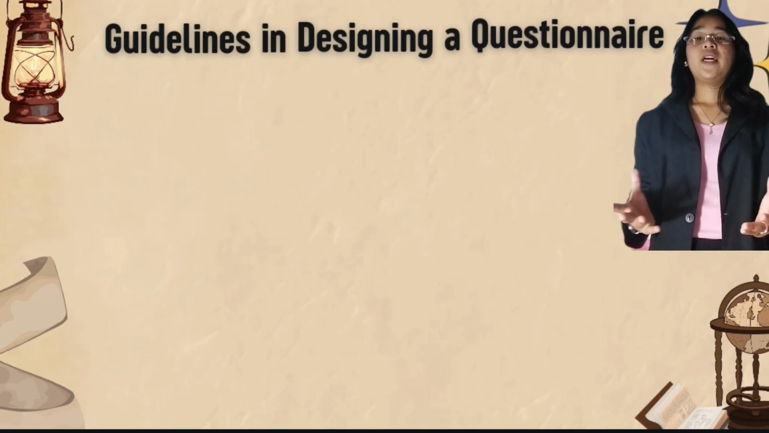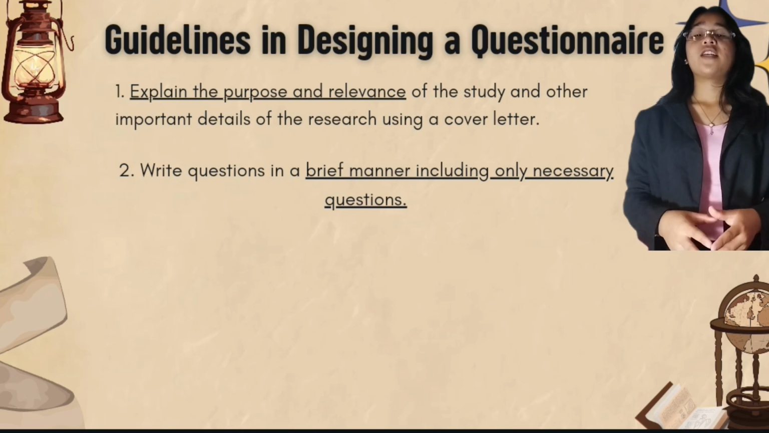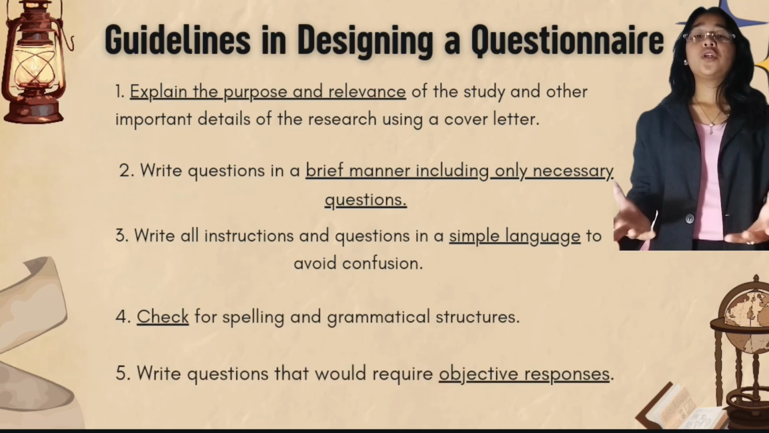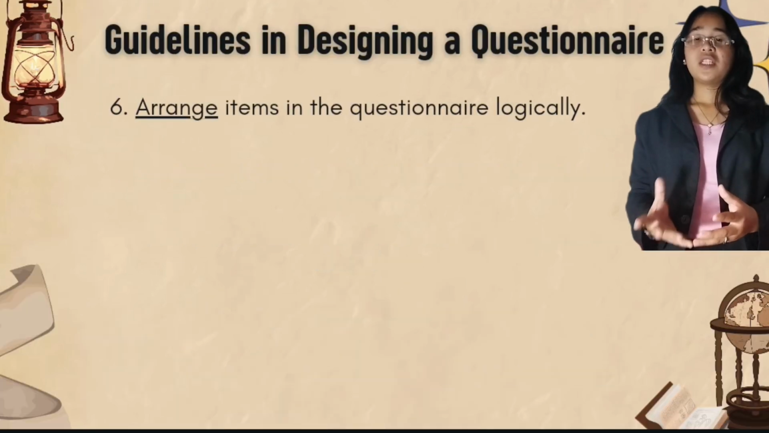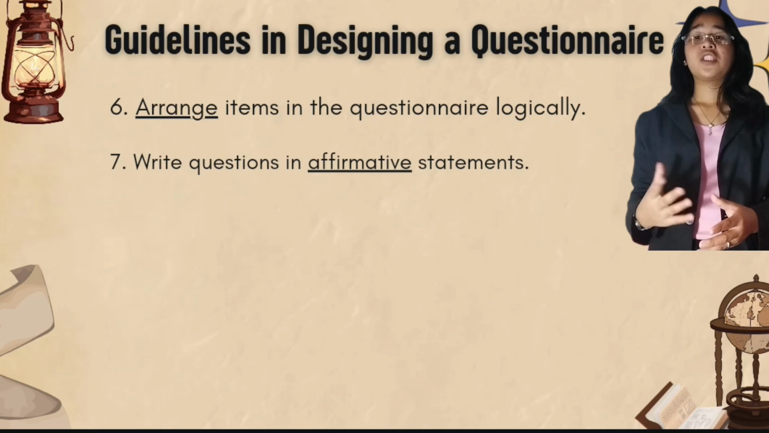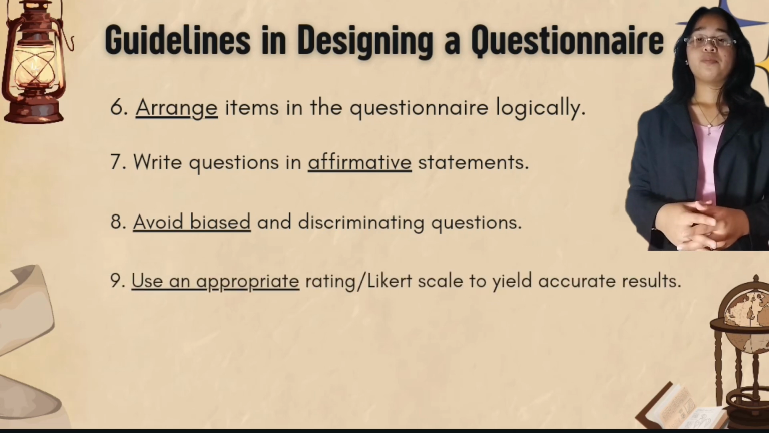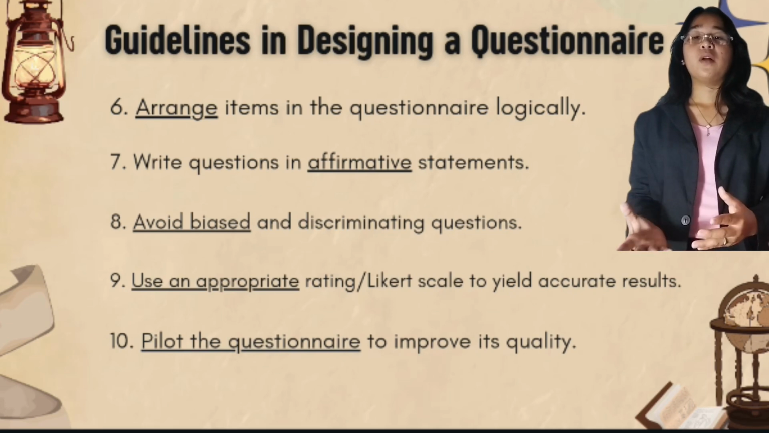To design an effective questionnaire, follow these guidelines. Explain the study's purpose and relevance. Keep questions concise and necessary. Use simple language. Ensure objective responses. Use affirmative statements. Avoid bias or discriminating questions. And lastly, pilot test the questionnaire. By following these principles, researchers can create reliable and informative survey questionnaires.